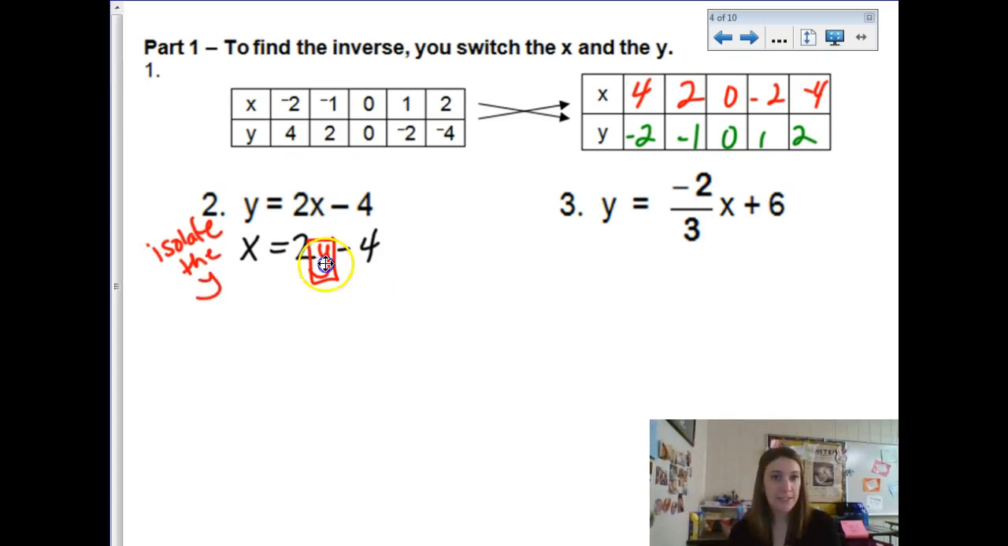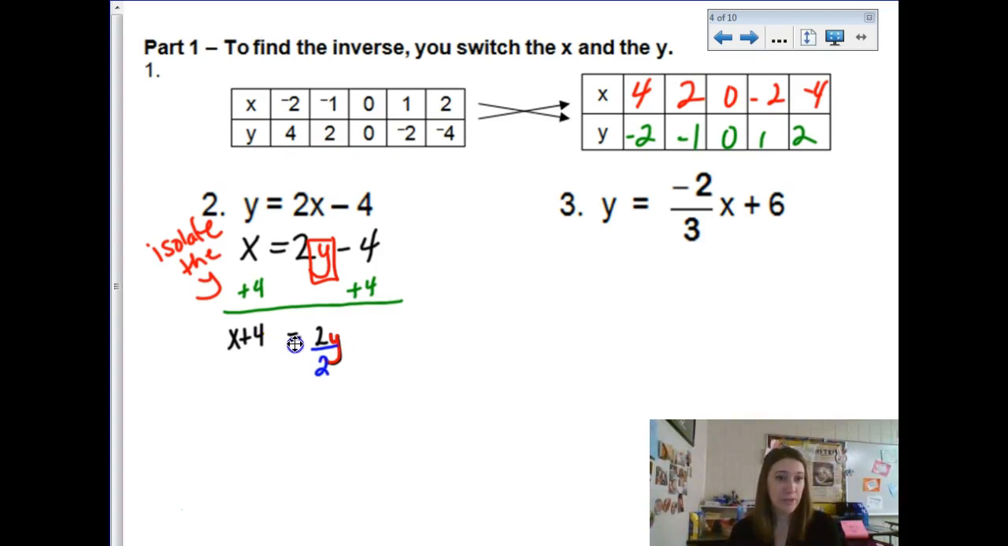So think about your isolating skills. Bringing everything away from the y, my first step would be to add this 4 over. Good thing we did all this work last semester, huh? You guys are real good at isolating. So this is x plus 4 equals 2y. And then I still want to isolate this y. So my last step in this problem would be to divide by 2.